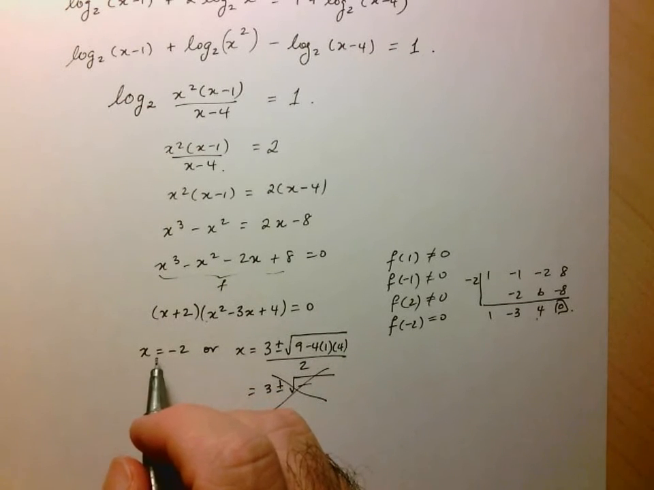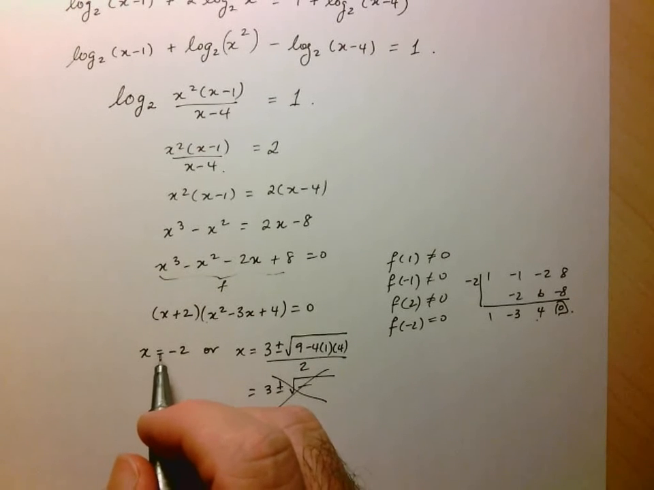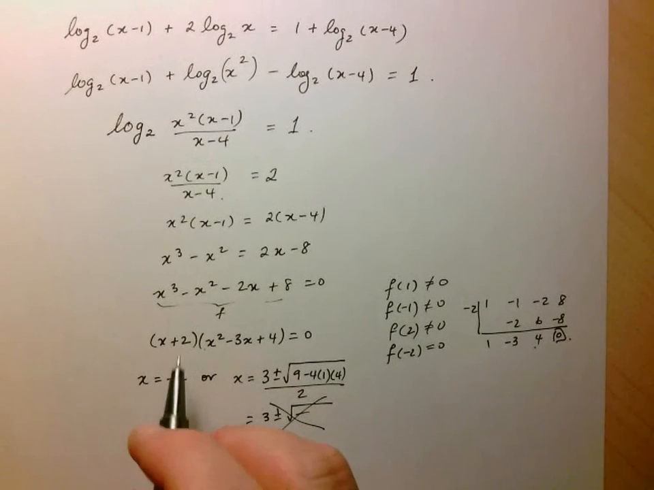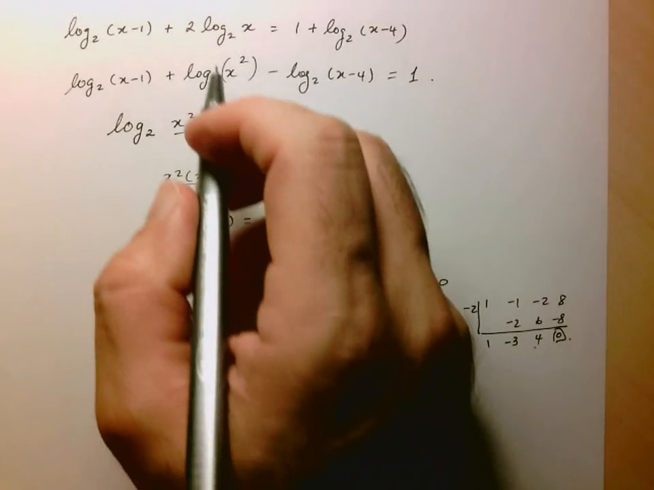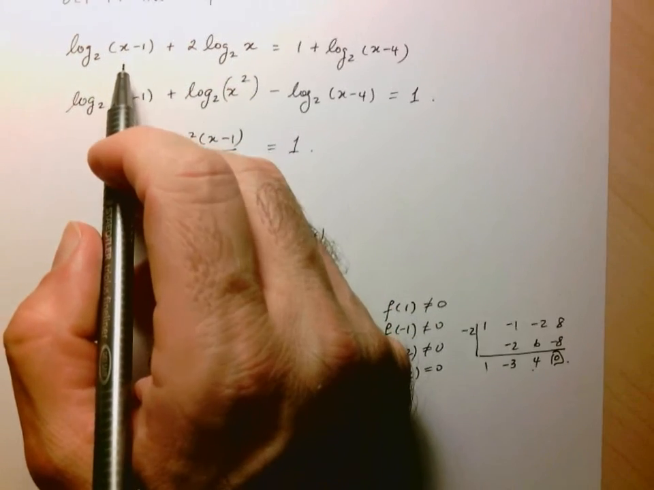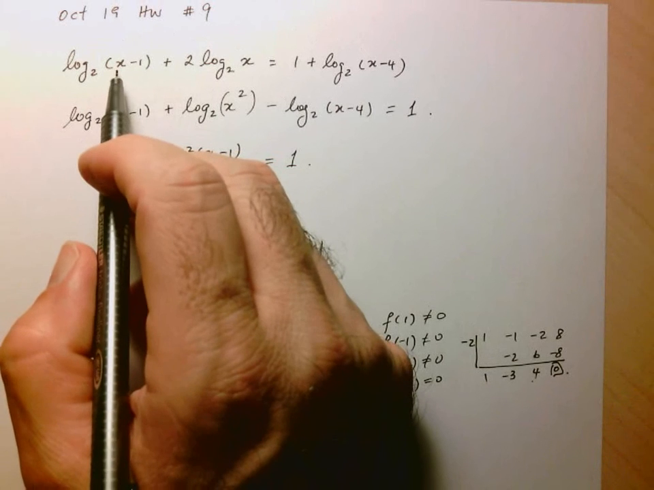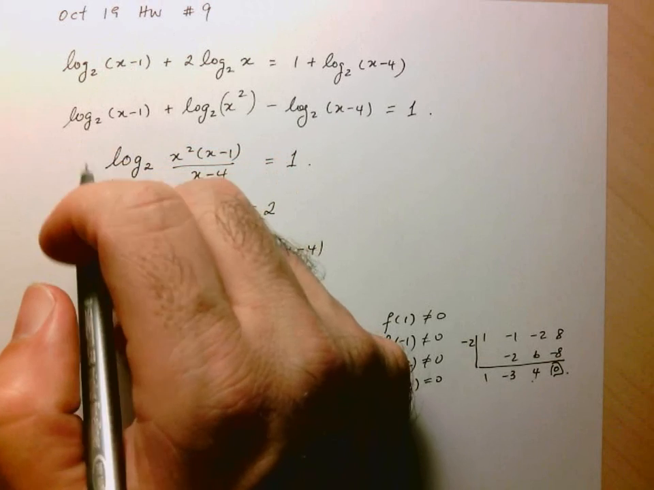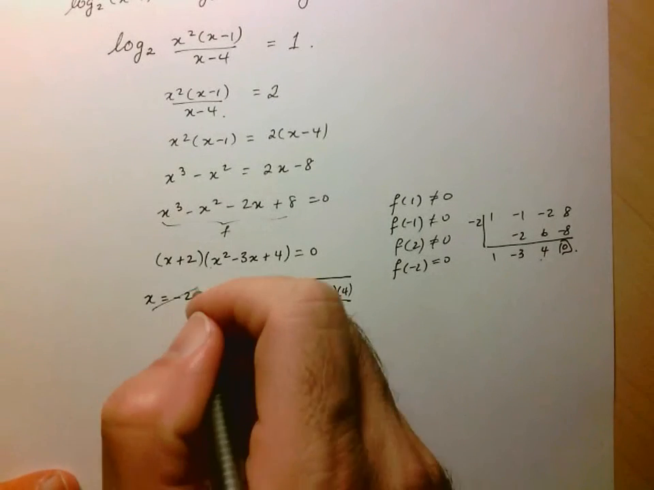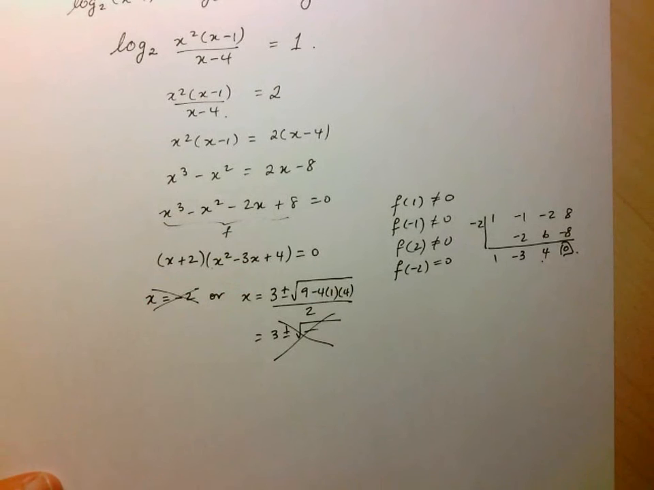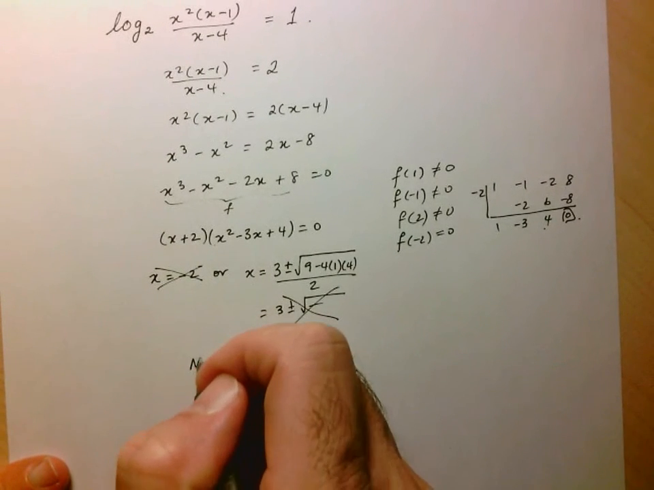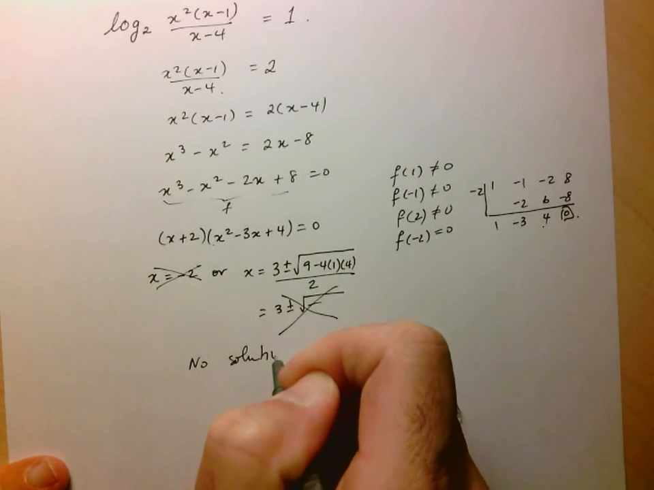But given that this is a logarithmic equation, we know that logarithms have conditions on them. If we go back to the original equation, right away in that first term I see that if I put negative 2 into here, negative 2 minus 1 is negative 3. I cannot take the logarithm of negative 3. So right off the bat, I have to also eliminate that solution. In the end, we've run out of solutions, so no solution.